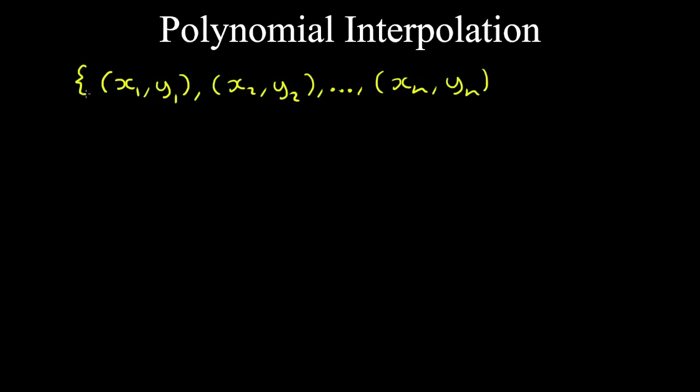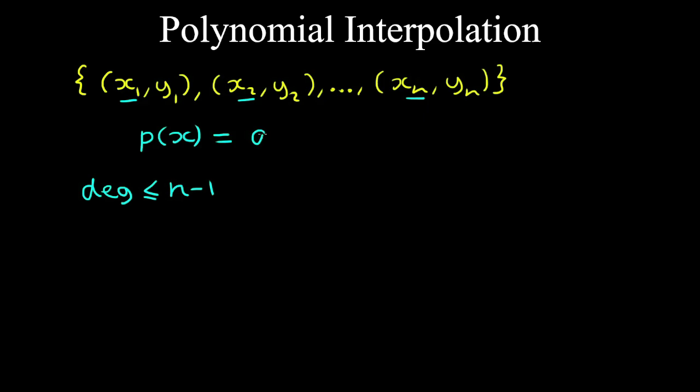So given this set of points, where the x coordinates are distinct, then there's a unique polynomial which has a degree that's less than or equal to n minus 1 that passes through these points.